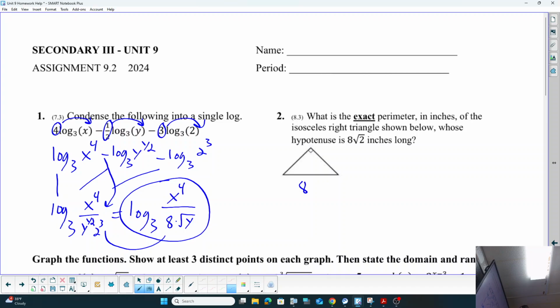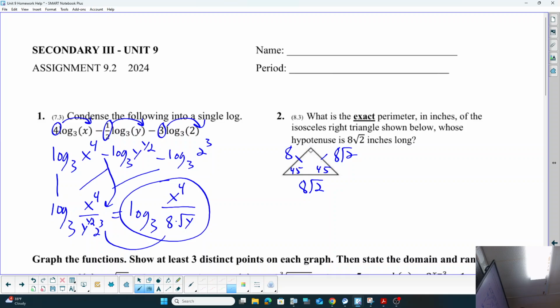Okay, what is the exact perimeter in inches of the isosceles right triangle whose hypotenuse is 8 radical 2 long? We've been learning that this is a 45, 45, 90 right triangle because it's isosceles and it's a right triangle. If the sides are the same, then the angles are the same. So the shortcut is that you just divide by radical 2. That means this is 8 and this is 8, because we divide by radical 2.